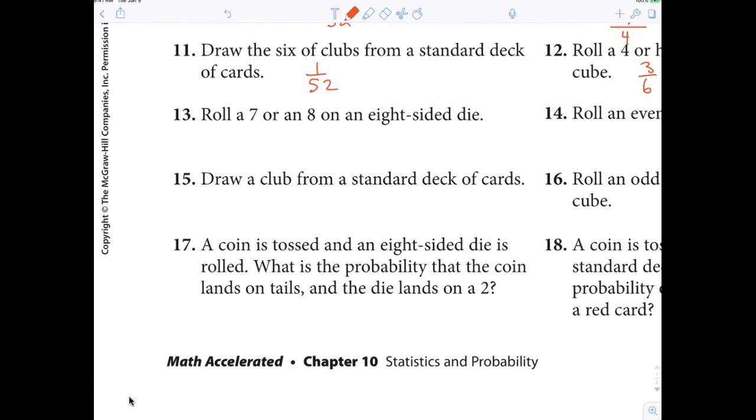You want to roll a 7 or 8 on an 8-sided dice. Thomas, what's your probability for rolling a 7 or 8 on an 8-sided dice? Right? So how many 7 or 8s are on an 8-sided dice? Where are you getting 15 from?